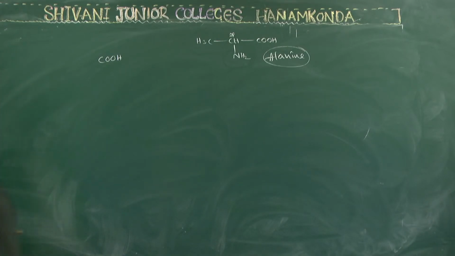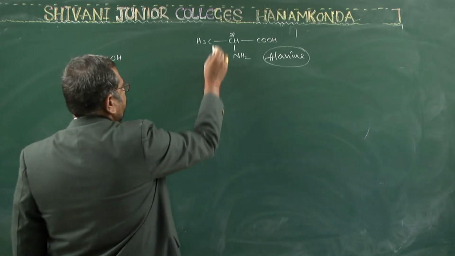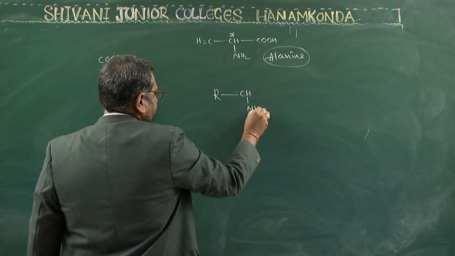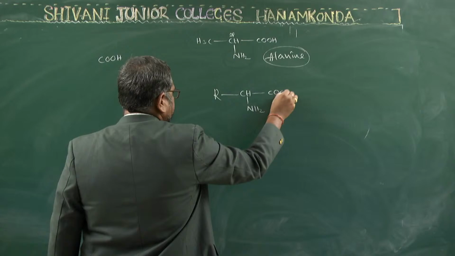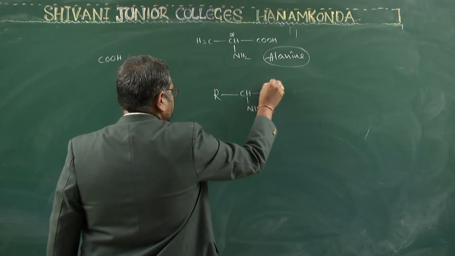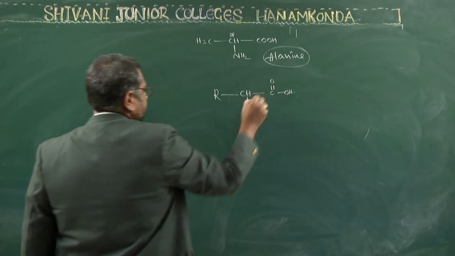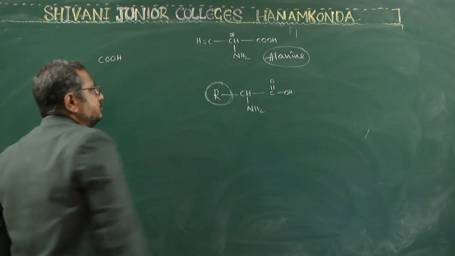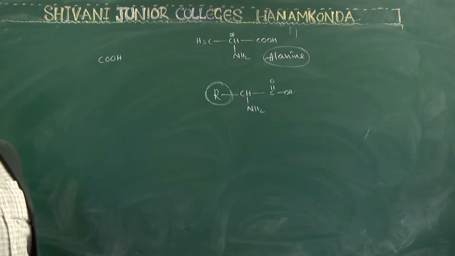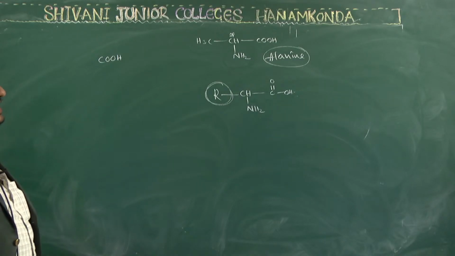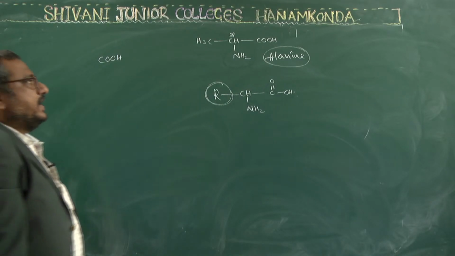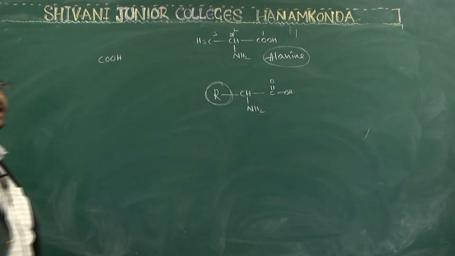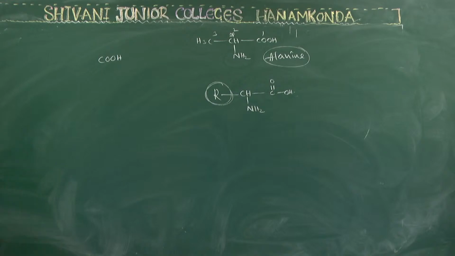In the place of the alkyl group, the amino acid base unit is how we represent it: RCH NH2 COOH, that is C double bond OH. In this R position, I am substituting a methyl group. If I substitute a methyl group, that compound is alanine. IUPAC name is 2-amino-propanoic acid. 2-amino-propanoic acid, common name is alanine.